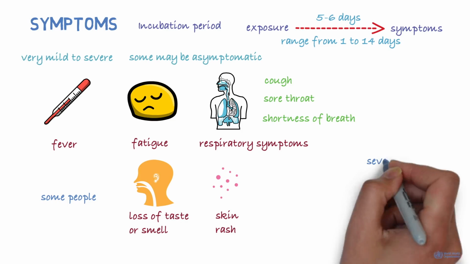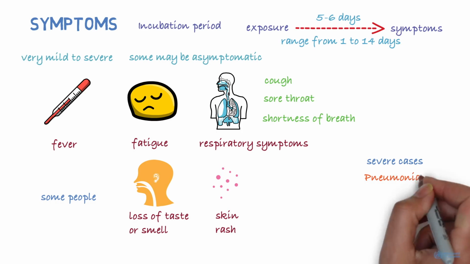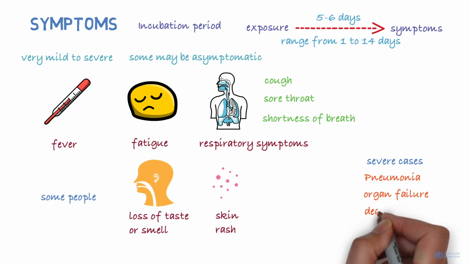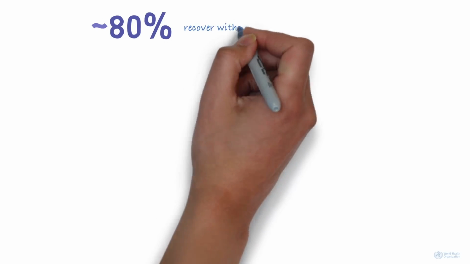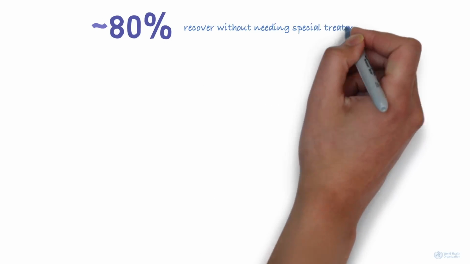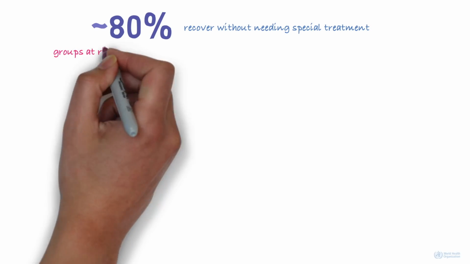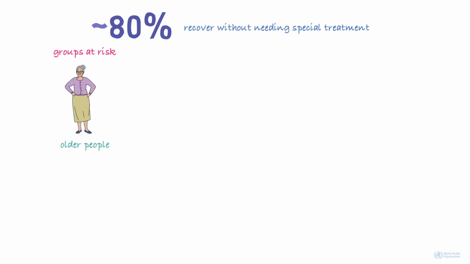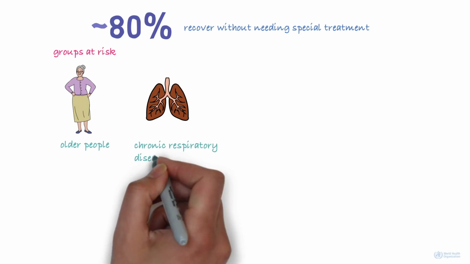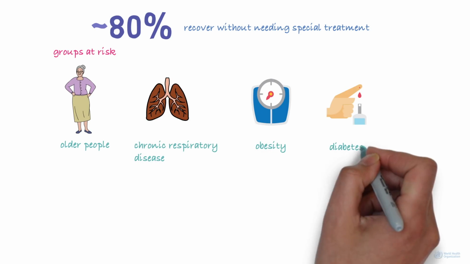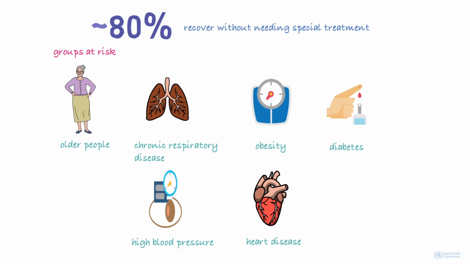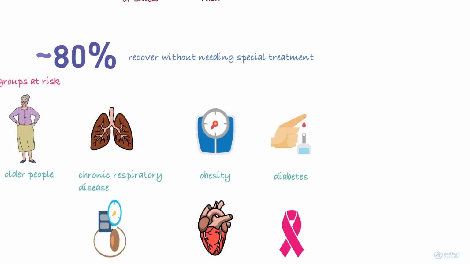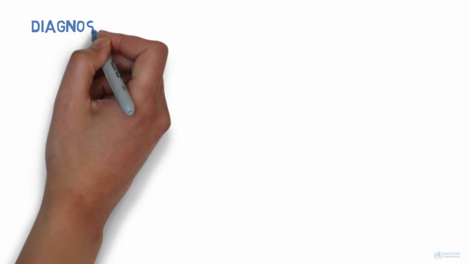In more severe cases, there could be pneumonia, organ failure, and sometimes death. About 80% of cases recover from the disease without needing special treatment. But there are some people who are at risk of serious illness. They include older people or people with underlying medical problems, such as chronic respiratory disease, obesity, diabetes, high blood pressure, heart disease, or cancer.